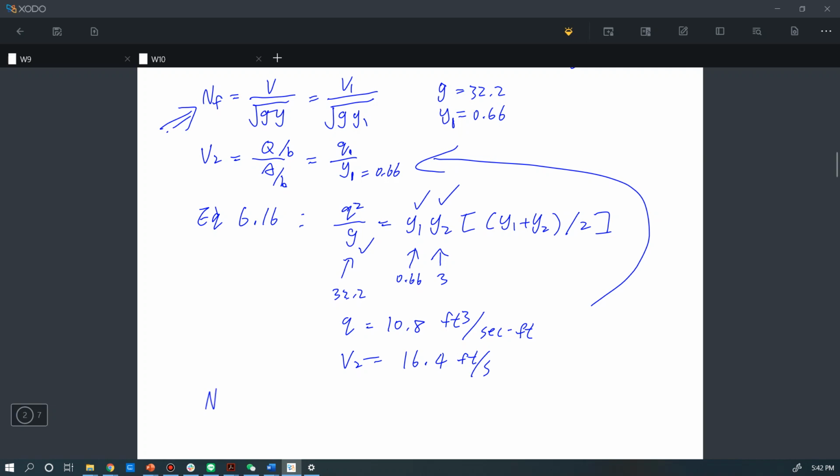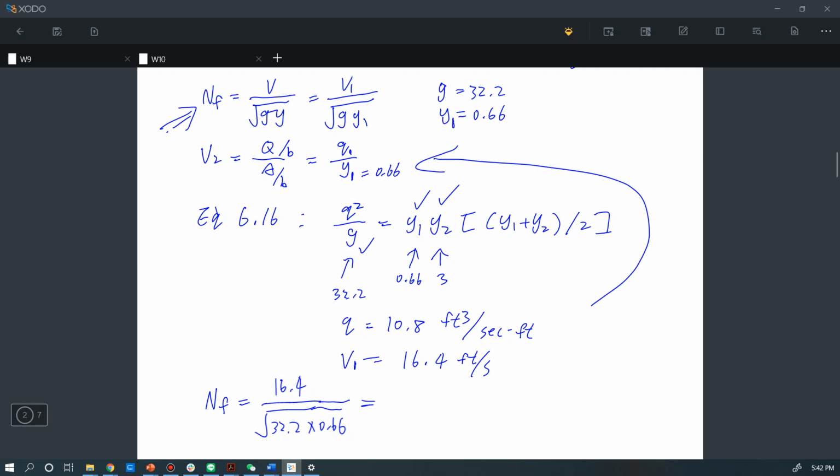So I write down here again. So we just plugged in the values. Sorry, a typo. This is V1. So V1 equal to 16.4 divided by the square root of g, which is equal to 32.2, and y1 is 0.66 feet.